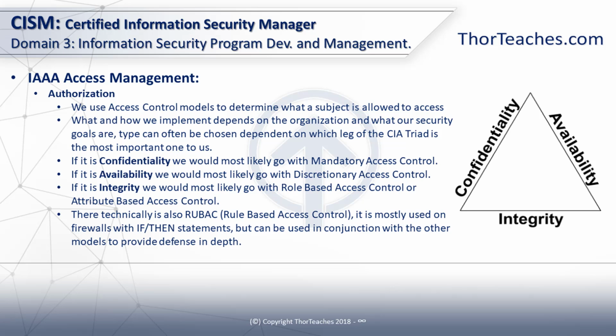If confidentiality is the most important thing to us, then we'll probably go with mandatory access control, or MAC. If, however, availability is most important, we would probably go with discretionary access control. And if integrity is most important to us, we might go with RBAC, role-based access control, or ABAC, attribute-based access control. And these should not be confused with RuBAC, rule-based access control.